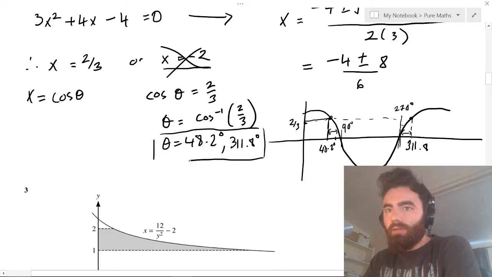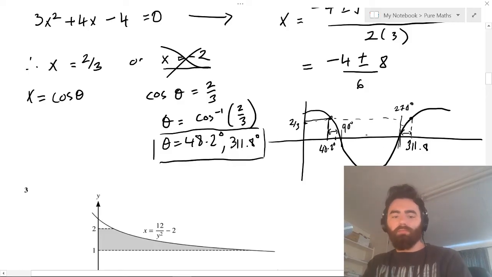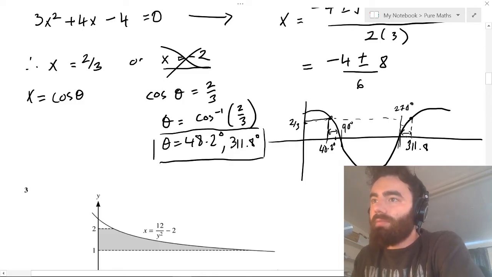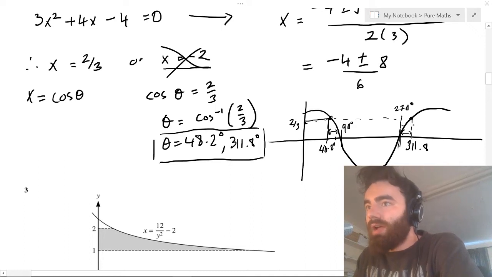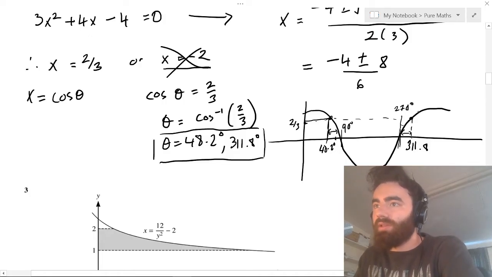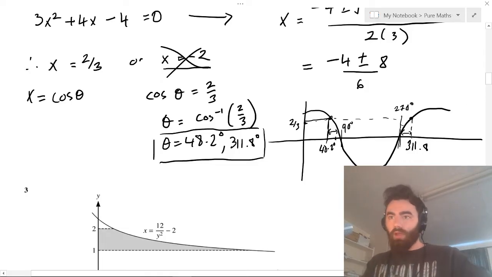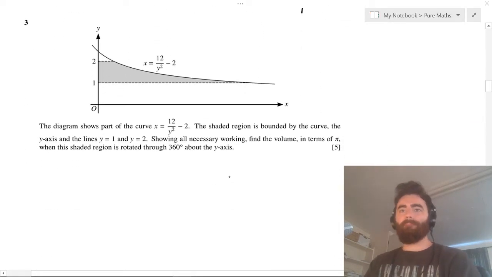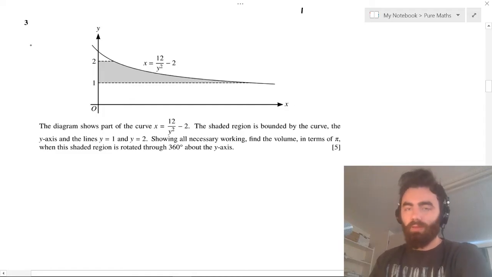Hope that makes sense, right? Because it's symmetric. So the amount of degrees between 48.2 and 90 is the same as the amount of degrees between 270 and our unknown second solution. So we can just add the difference between 90 and 48.2 to our 270 to get our second solution. And you can see that visually by the diagram of cos theta. So we've got two solutions. Cool. Right, let's continue.